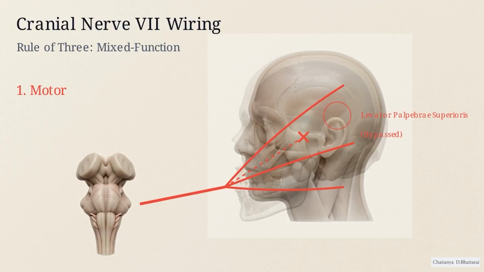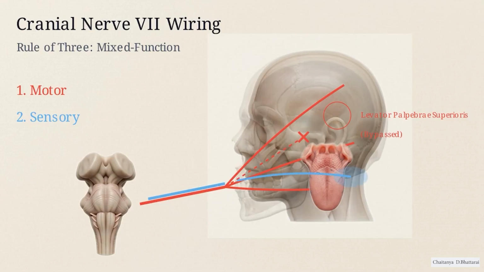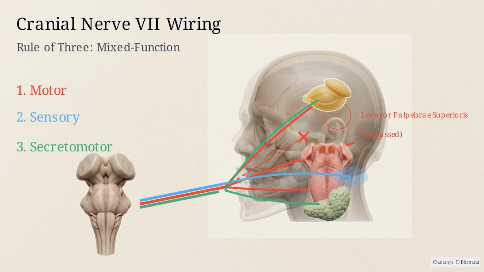The second function is sensory. A specific branch called the chorda tympani carries the sensation of taste away from the anterior two-thirds of the tongue and routes it back to the brain. The third function is secretomotor. These pathways drive lacrimation and salivation, connecting directly to the tear and salivary glands.